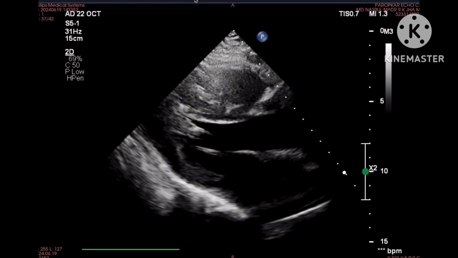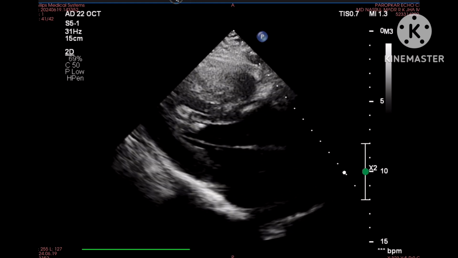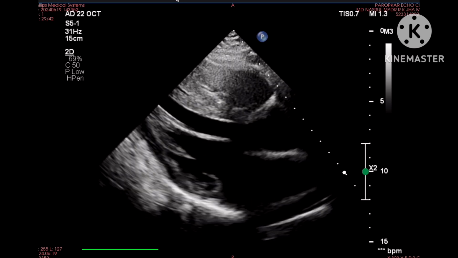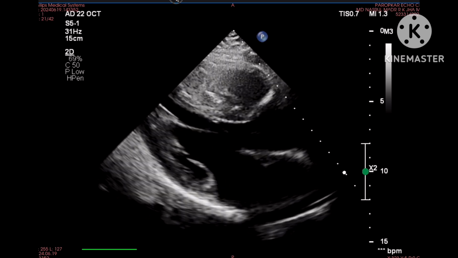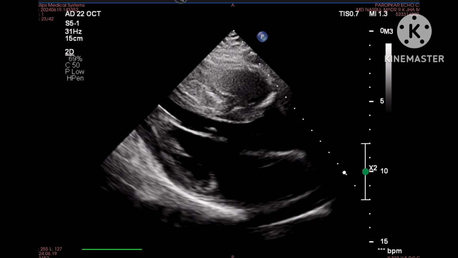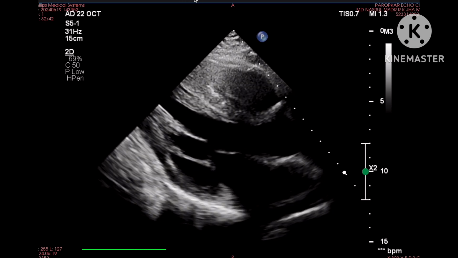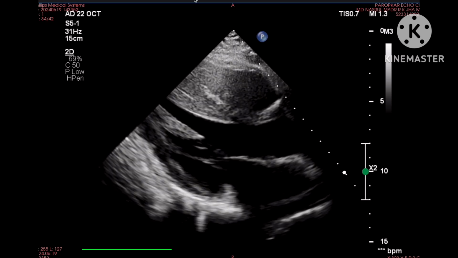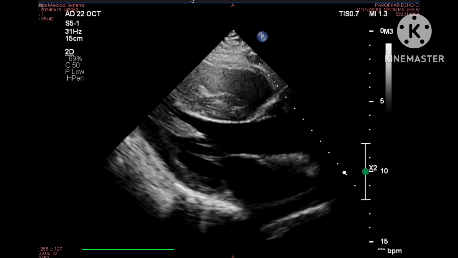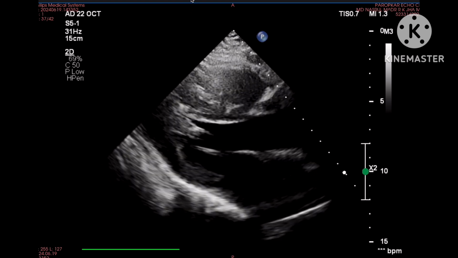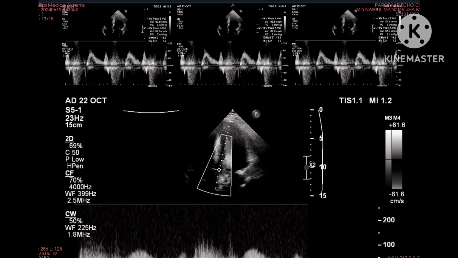Just see, everything moves there. Now follow how the valve closes. This valve has closed, and then you see the anterior motion. This portion has moved anteriorly. Follow up, it moves more anteriorly, then does not move further. So the obstruction caused is not a significant one. That's why we call it hypertrophic cardiomyopathy.